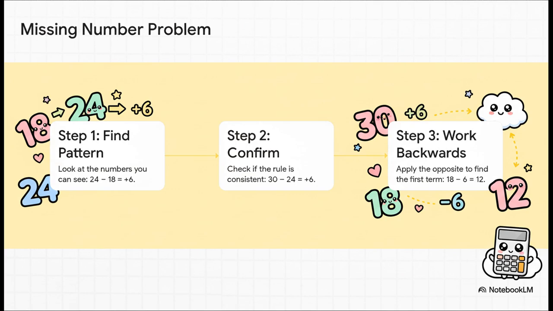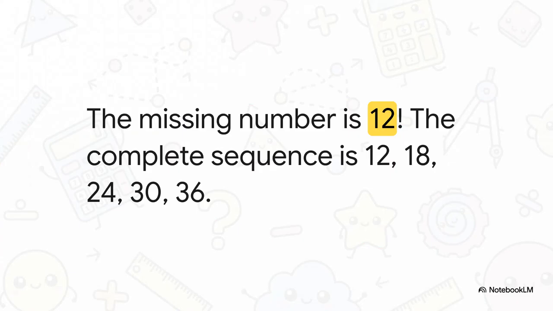The trick is not to panic. You just start with the numbers you actually know. So, from 18 to 24, what's the difference? It's plus 6. Let's confirm that with the next pair. 24 to 30, that's also plus 6. Great, we found our rule. Now, to find that very first number, we just do the opposite. We work backwards from 18 and subtract 6. And the missing number is 12.